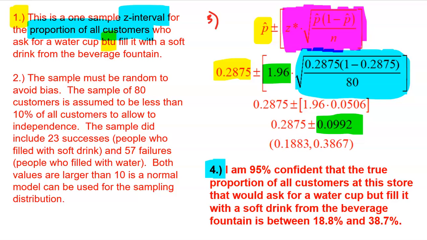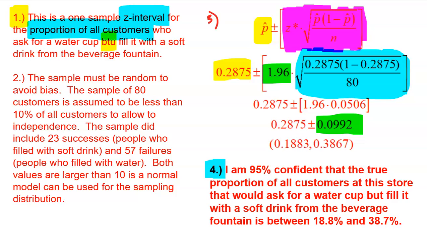So I'm 95% confident that the true proportion of all customers at this store that would ask for a water cup but filled with a soft drink from the beverage fountain, oh my gosh, is somewhere between 18.8% and 38.7%. So the 28.75% was simply what my sample showed, but because it's exactly a sample and samples do vary, the truth could be a little bit more, the truth could be a little bit less, and that's how I come up with my interval.